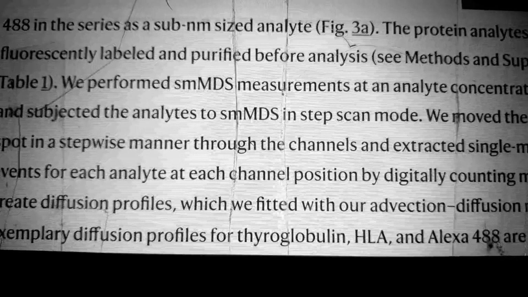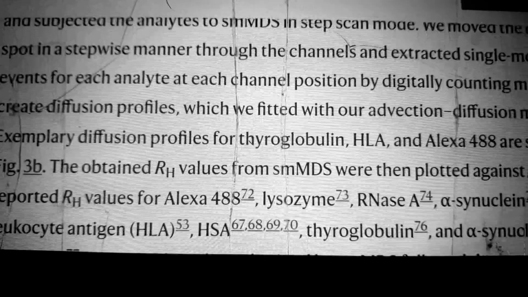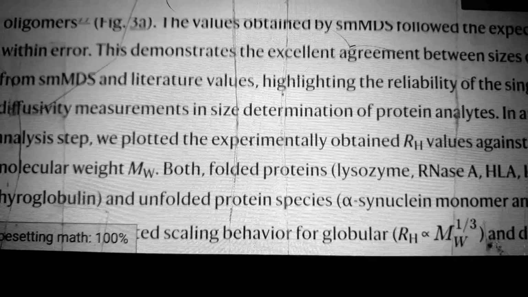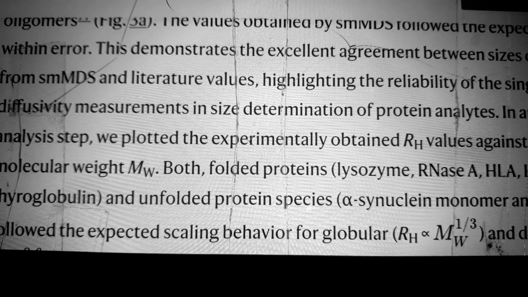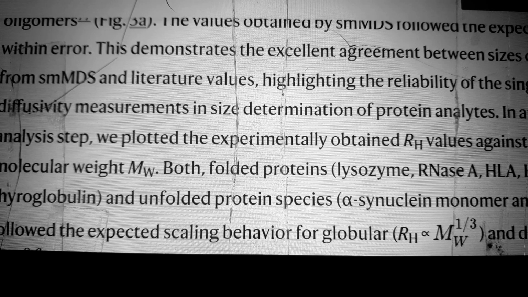The protein analytes were fluorescently labeled and purified before analysis, and SMMDS measurements were performed at an analyte concentration of 10 picomolar, and the analytes were subjected to SMMDS in its step scan mode. The results demonstrate the excellent agreement between sizes obtained from SMMDS and literature values, highlighting the reliability of the single molecule diffusivity measurements in size determination of protein analytes.